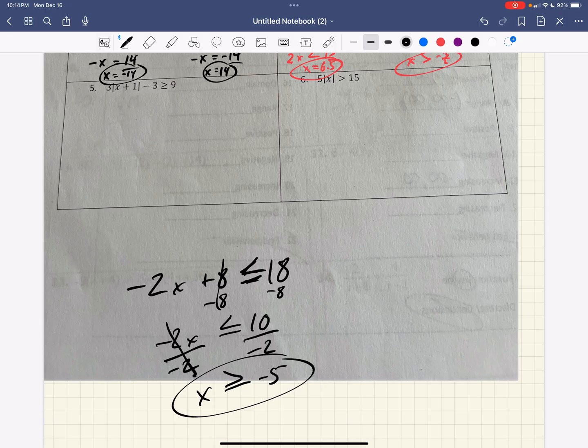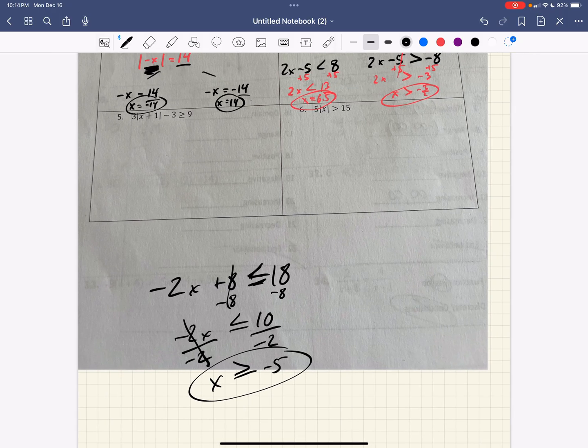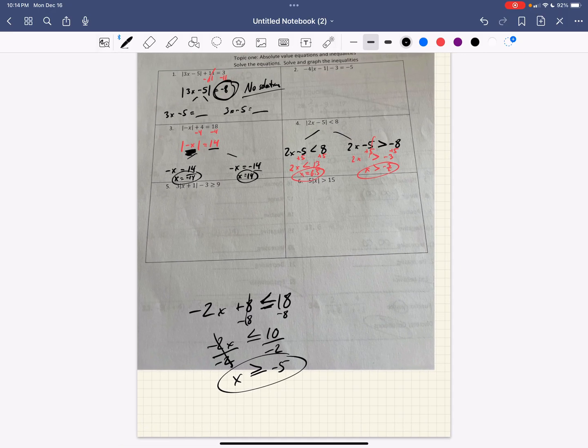So just be really careful with those negatives, with absolute values, and make sure when you deal with inequalities, you flip the sign when you incorporate those negative values. Okay. Again, if you have questions on these other ones, let me know. We can go through them or see if you have any problems or issues.